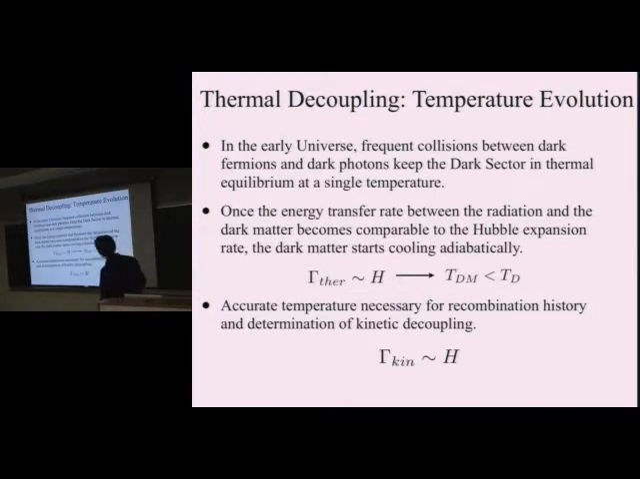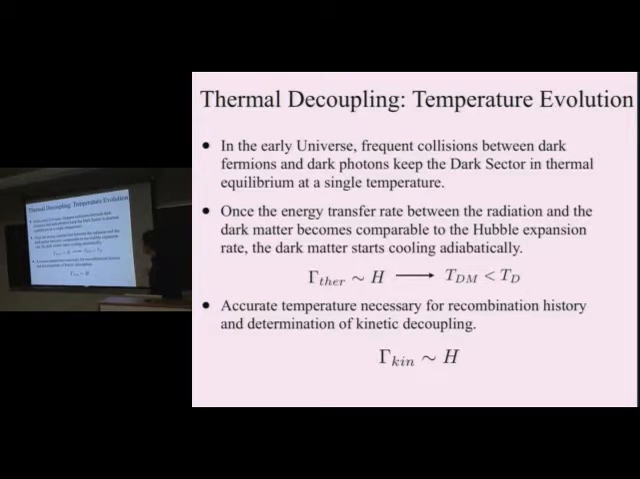Now, thermal decoupling. When the temperatures of the dark matter and the radiation start to decouple, you need to describe this transition accurately. In the early universe, you have all these collisions between dark photons and dark fermions, and basically the whole thing is in thermal equilibrium at a single temperature. But once this thermalization rate falls below or becomes the same order of magnitude as the Hubble rate, then the dark matter starts cooling adiabatically.